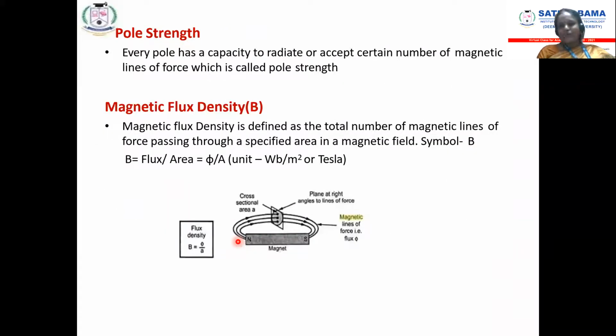Now, pole strength, I told you already. Every pole has a capacity to radiate or accept. Radiating will be the north pole, accepting will be the south pole, with a number of magnetic lines of force. That is called pole strength. You have to know what pole strength is. And magnetic flux density: what is magnetic flux density? Now you have put phi equal to B into A. You all know magnetic flux density.